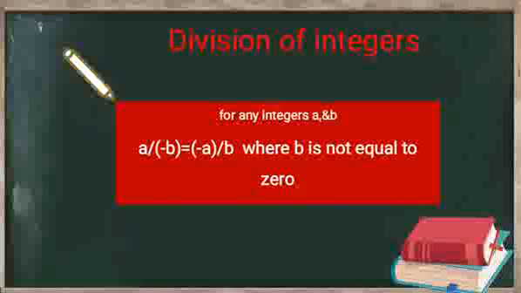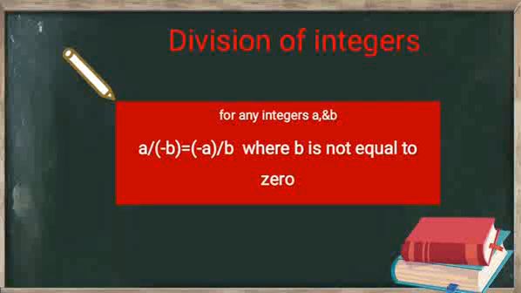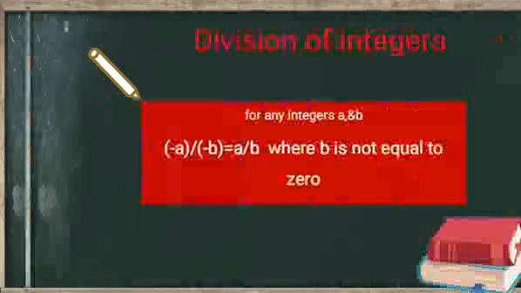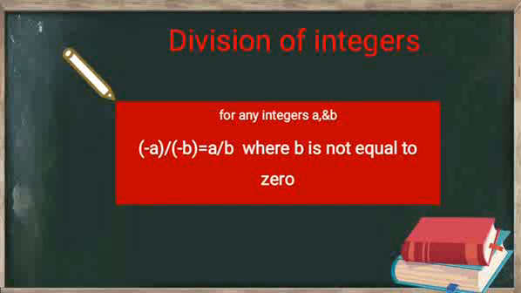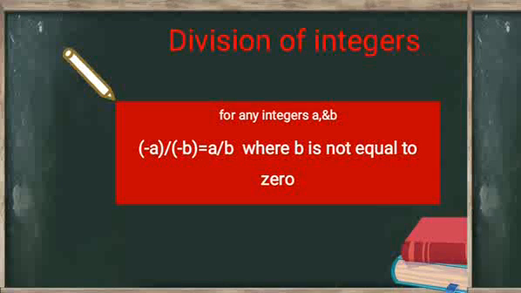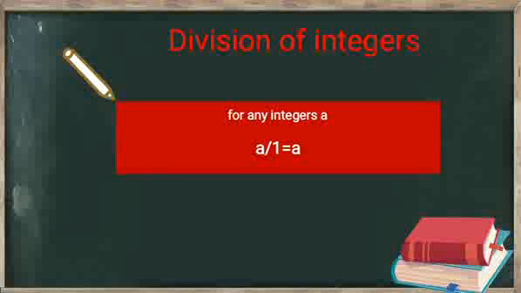Then let us start with the division of integers. For any integers a and b, a divided by minus b is equal to minus a divided by b, where b is not equal to 0. Then second property of division of integers is for any integers a and b, minus a divided by minus b is equal to a divided by b, where b is not equal to 0. Then third property of division of integers is for any integer a, a divided by 1 is equal to a. It is a property of division of integers.